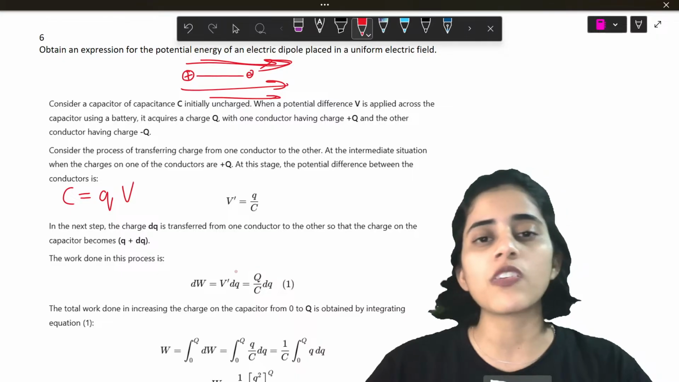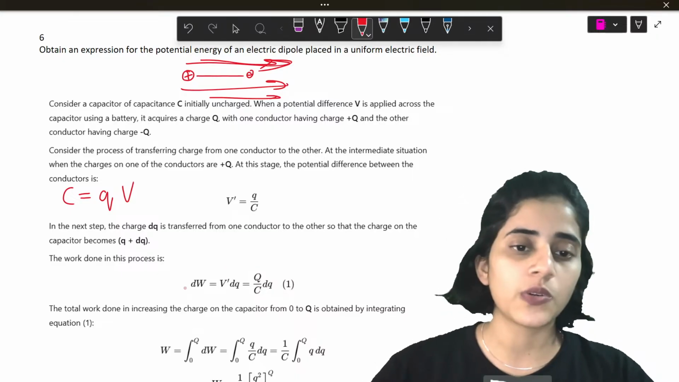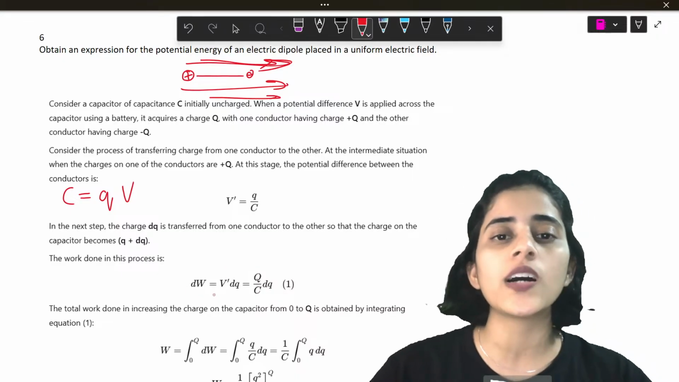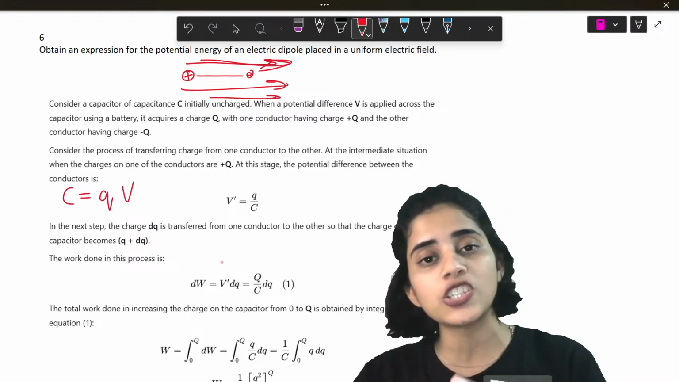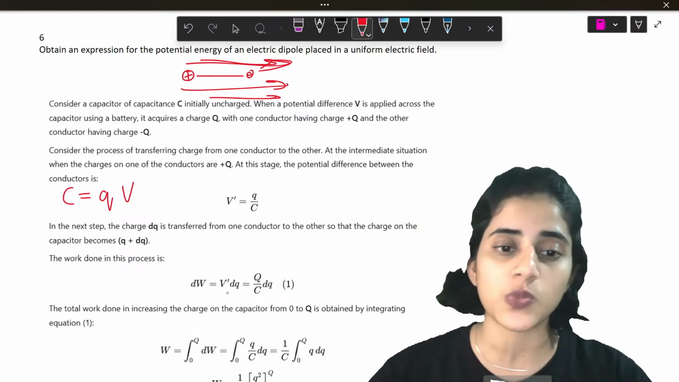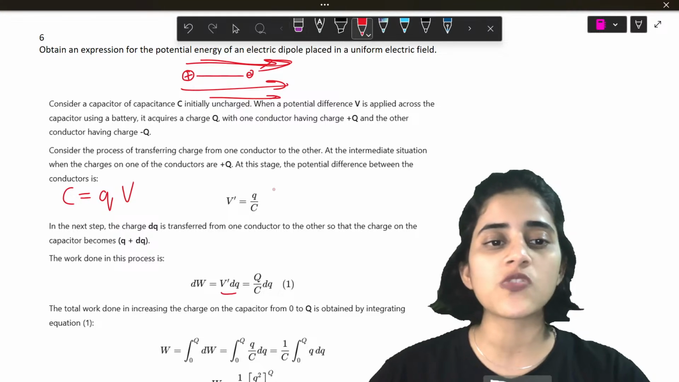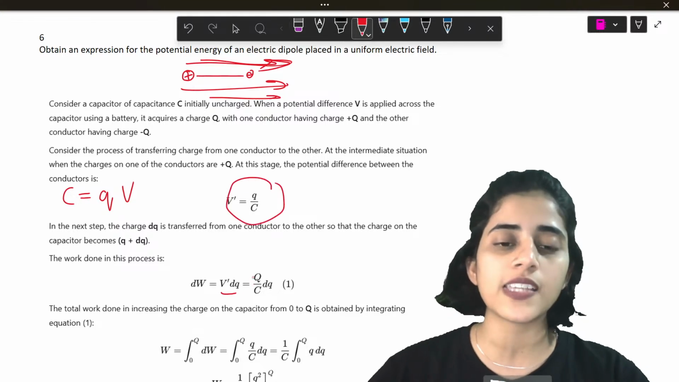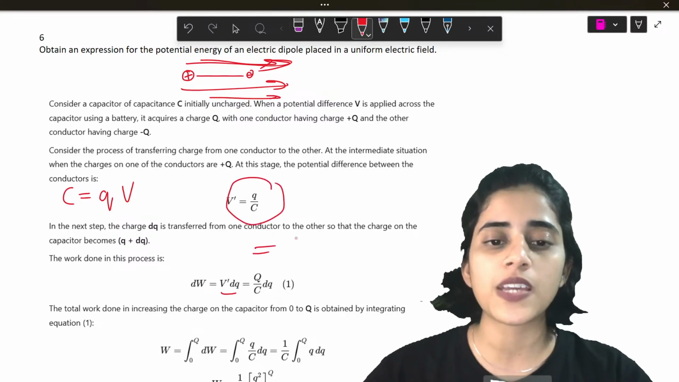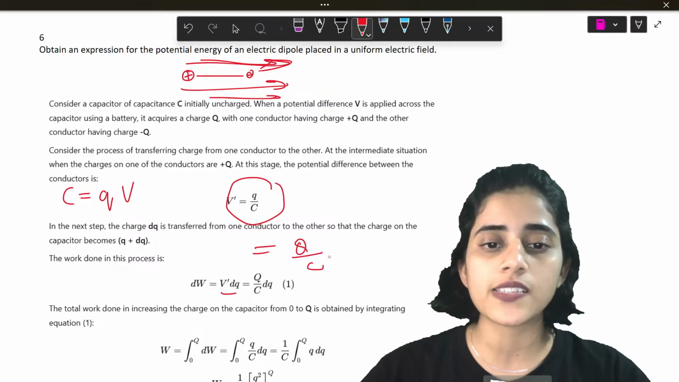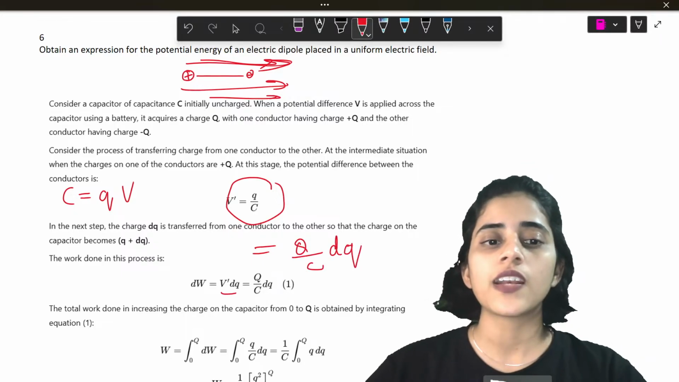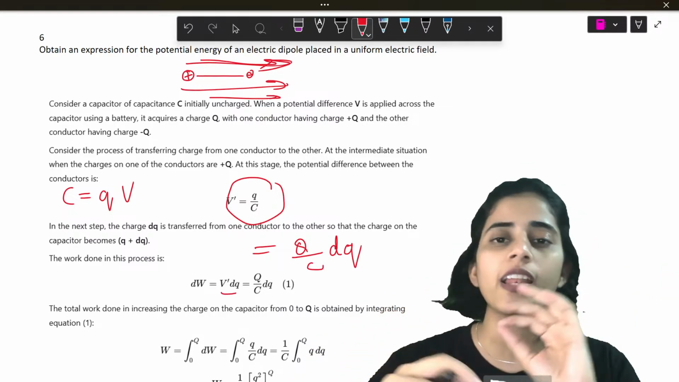Now what we will do, we will find out the work done. Okay, work done is what? Work done is similar to potential. We've already discussed that in the previous question. So it becomes V times dq. So what is V? I substitute Q by C. Okay, so this becomes Q by C into dq. Now this is the work done for a small element.